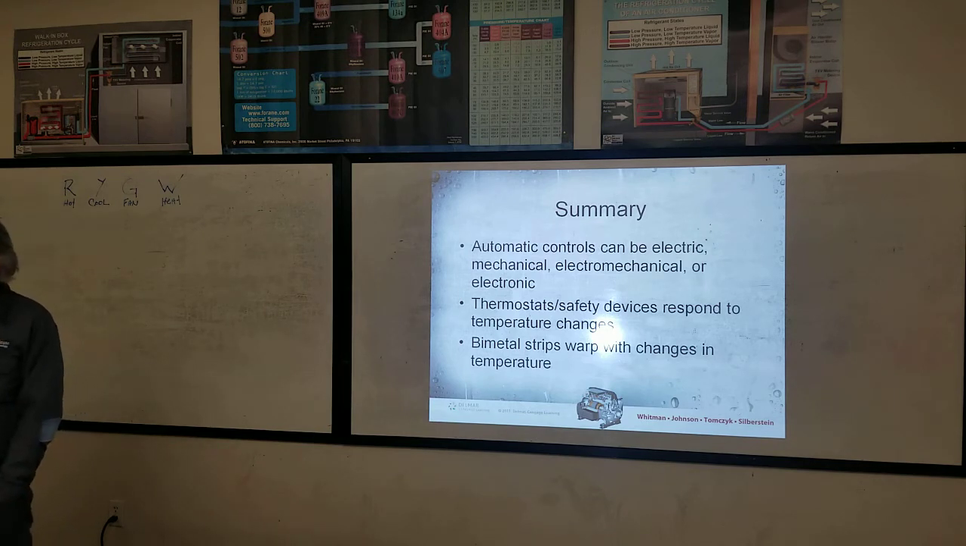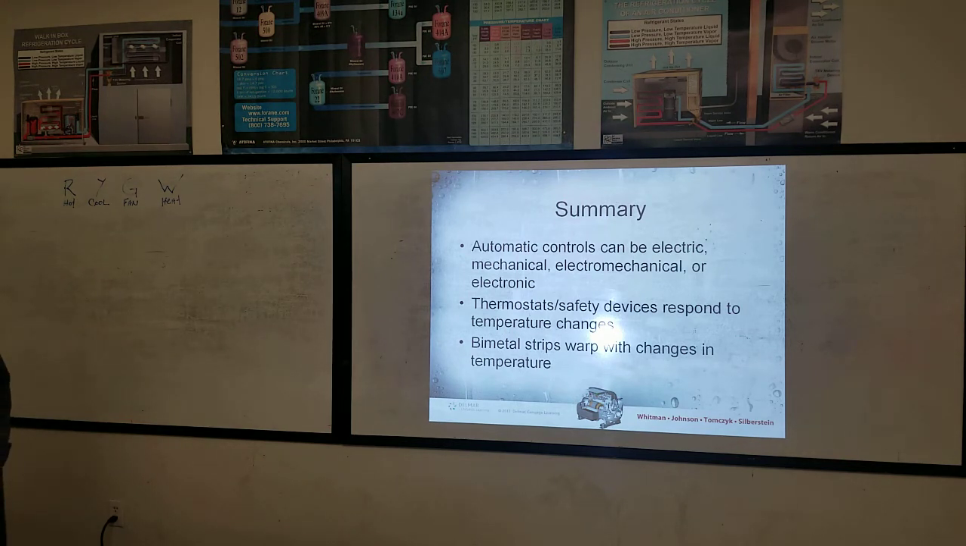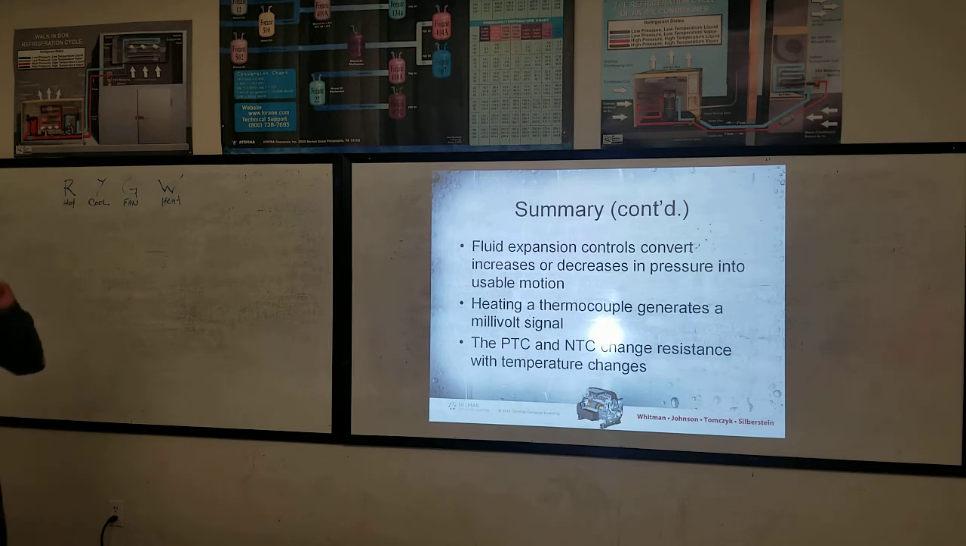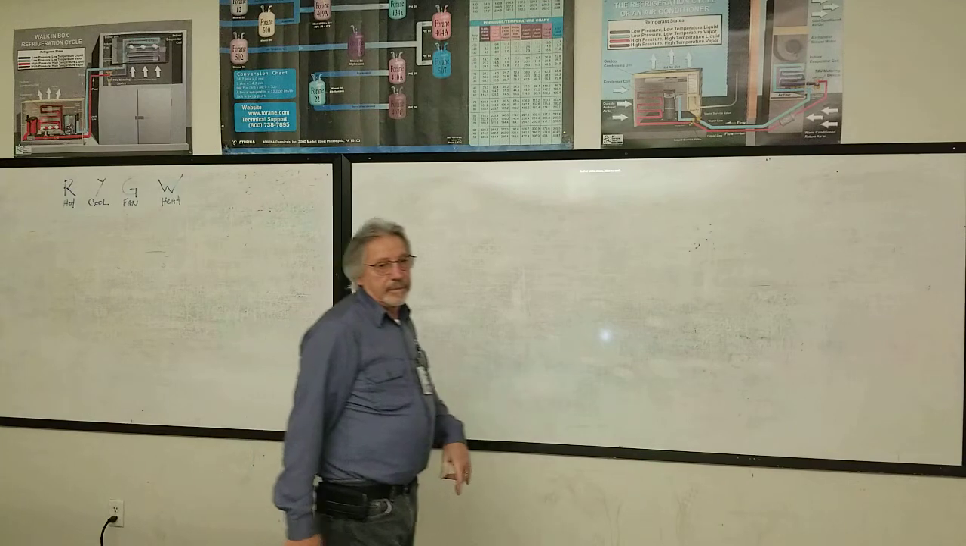Summary. Automatic controls can be electric, mechanical, electromechanical, or electronic. Thermostats and safety devices respond to temperature changes. Bimetal strips warp with changes in temperature. Fluid expansion controls convert increases or decreases in pressure to usable motion. Heating a thermocouple generates millivolt signals. The PTC and NTC change resistance with temperature changes. I'll just show you.